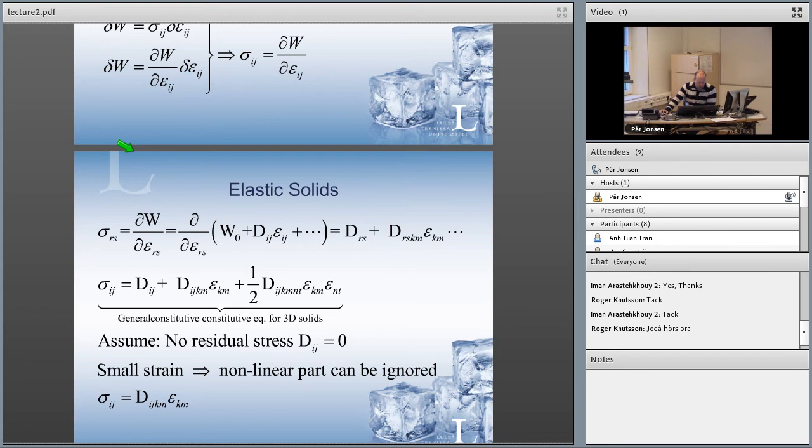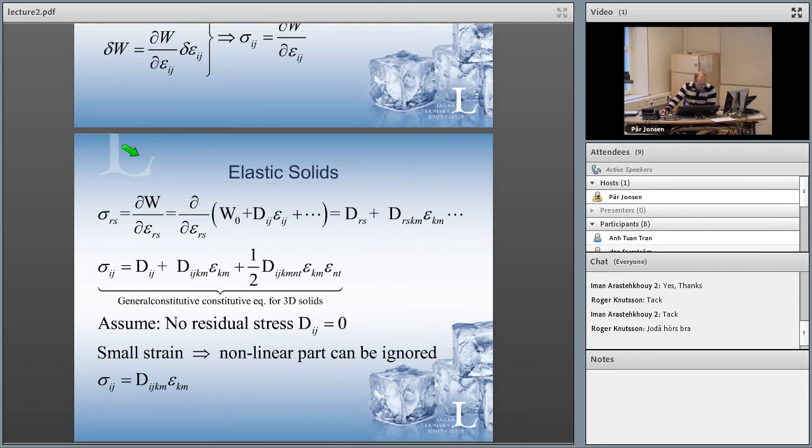And also, in this course, we only work with small strains just to make it easier to understand the model. We can skip the higher order terms, this one. So we only work with that one here. So we get a quite nice expression. This is the stiffness tensor. We call it that one, and it gives you the relation between the stress tensor and the strain tensor.